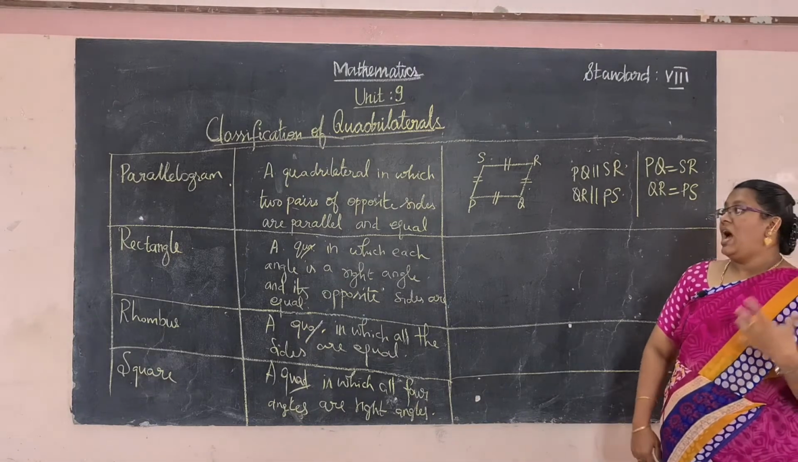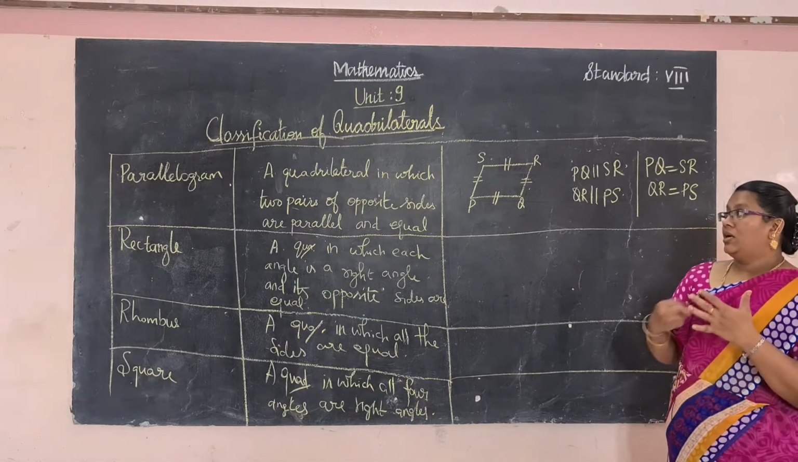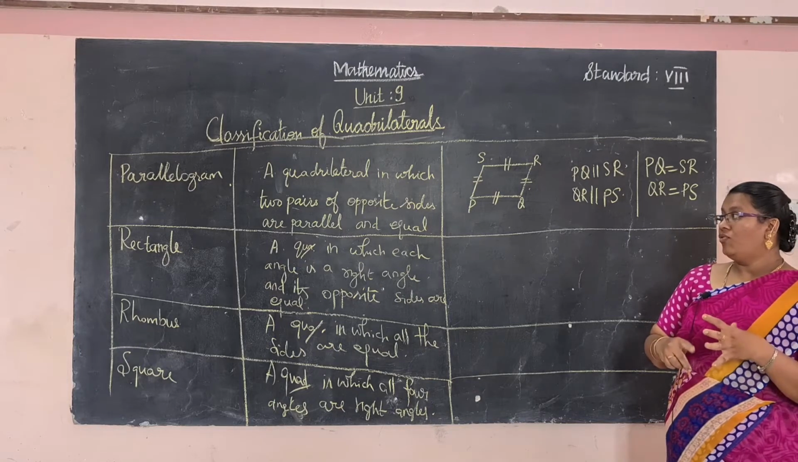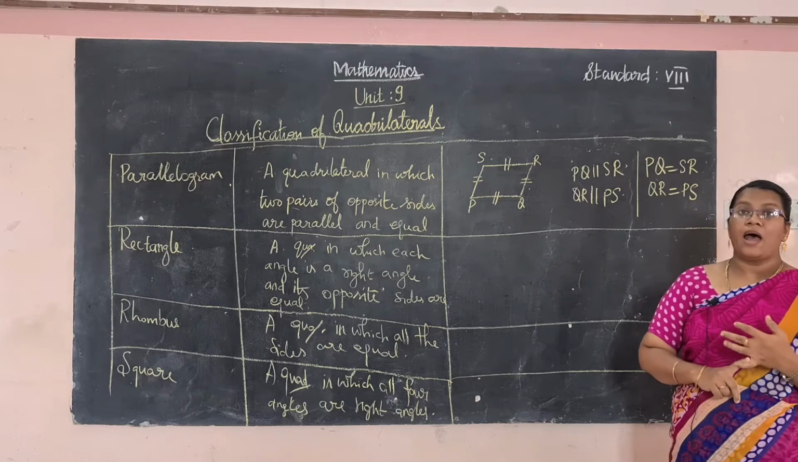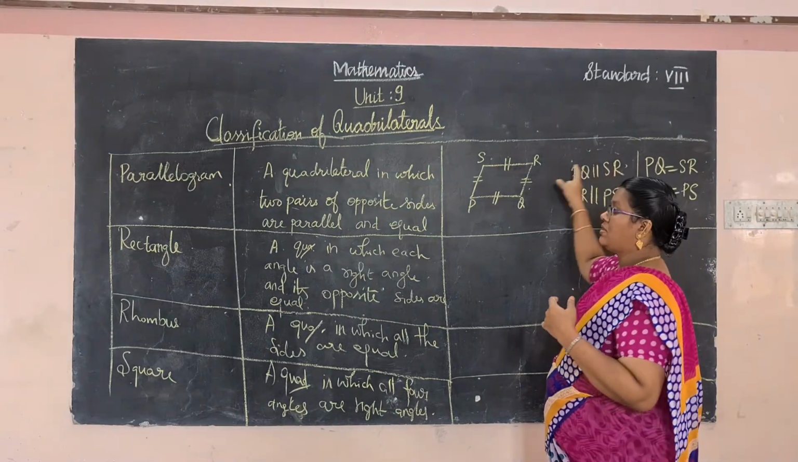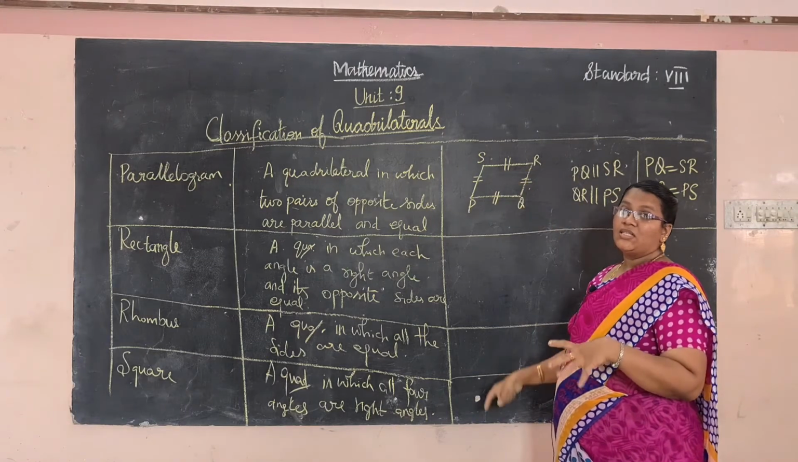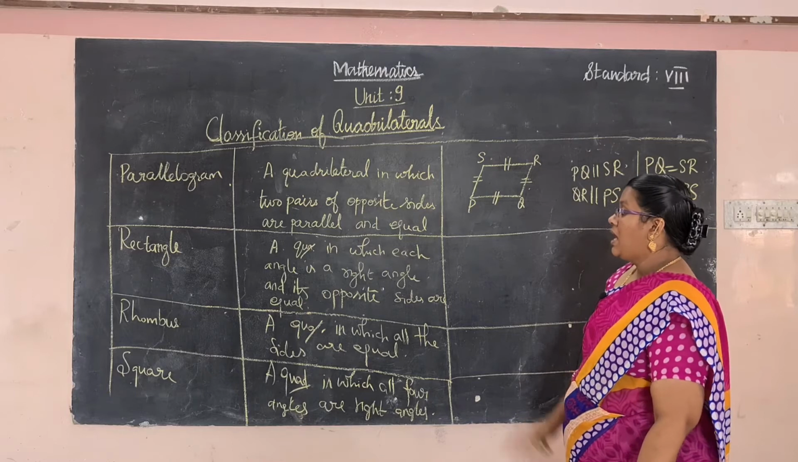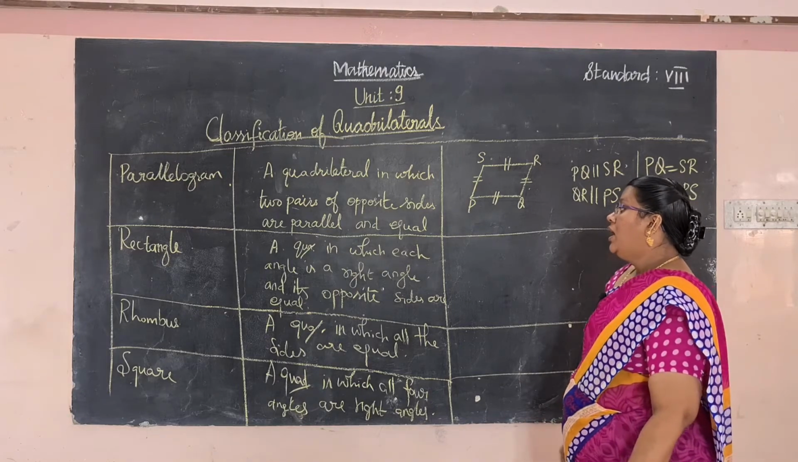So what are the properties of the parallelogram? It has two pairs of opposite sides that are parallel and equal. That's it.